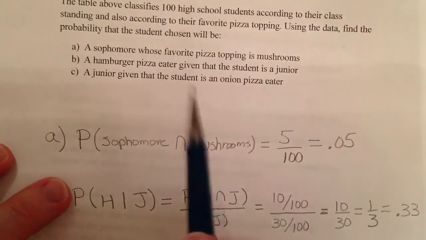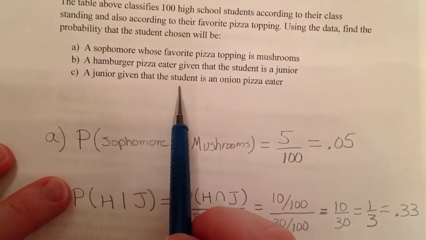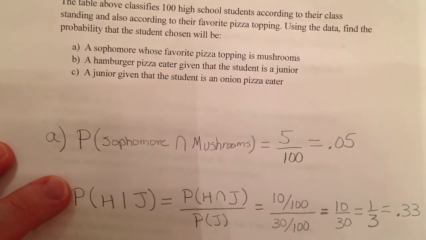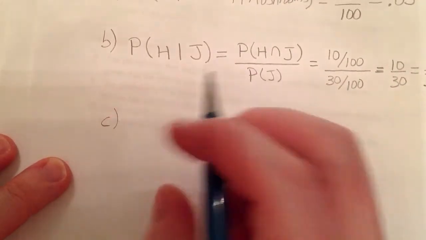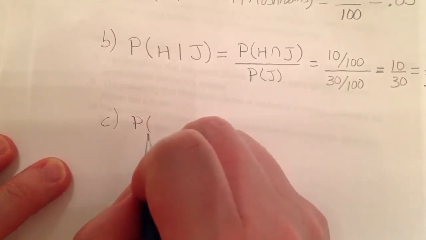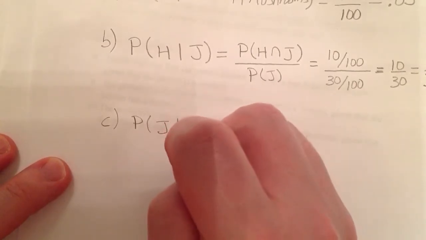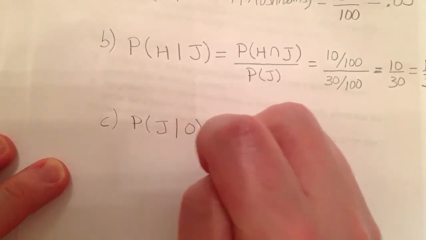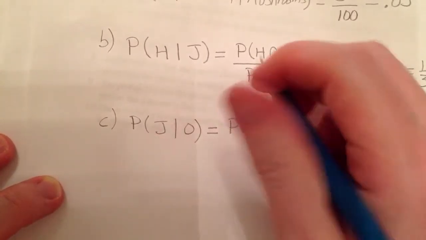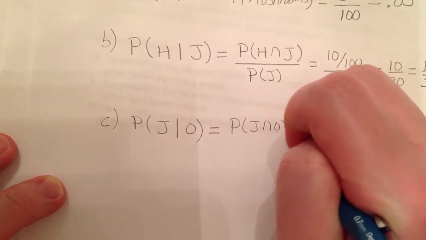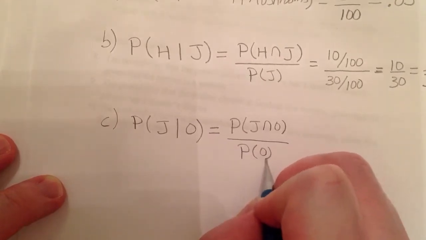Now, say you have to determine the probability that the student chosen will be a junior, given that the student is an onion pizza eater. In part C, we have the probability that the student selected will be a junior, given that the precondition is that the student is an onion pizza eater. For the conditional probability, taking the same protocol, you have the intersection probability relative to the probability of the precondition.